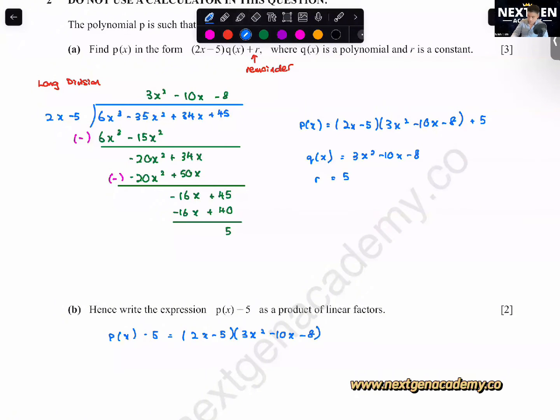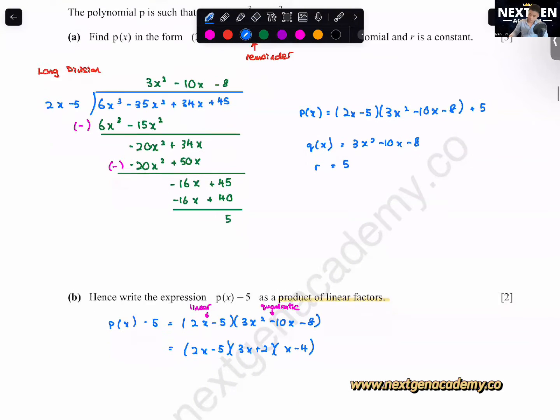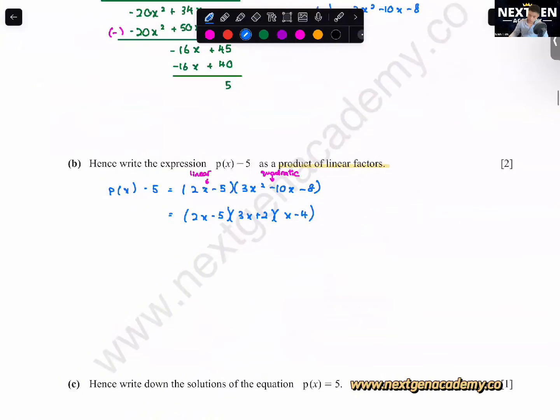Okay, you need to understand this language here. Linear factors means all in the form mx plus c, like a linear equation. This is called a quadratic factor. This is called linear. This is called a quadratic factor. So you need to change your quadratic factor into linear factors. So you write it in factorized form, which you'll get (3x plus 2)(x minus 4). Okay, easy.